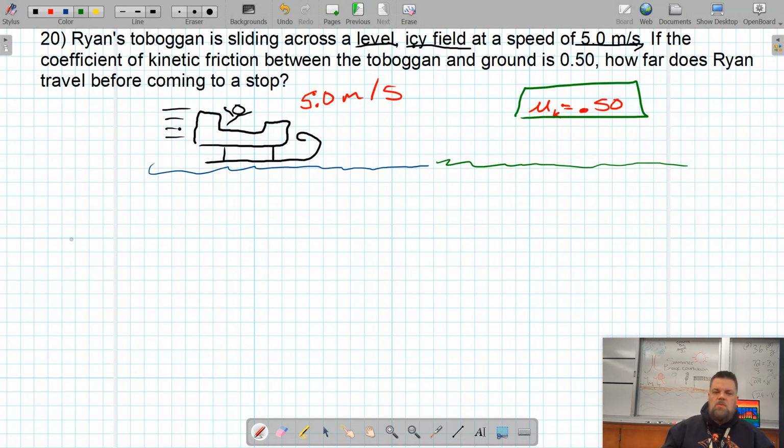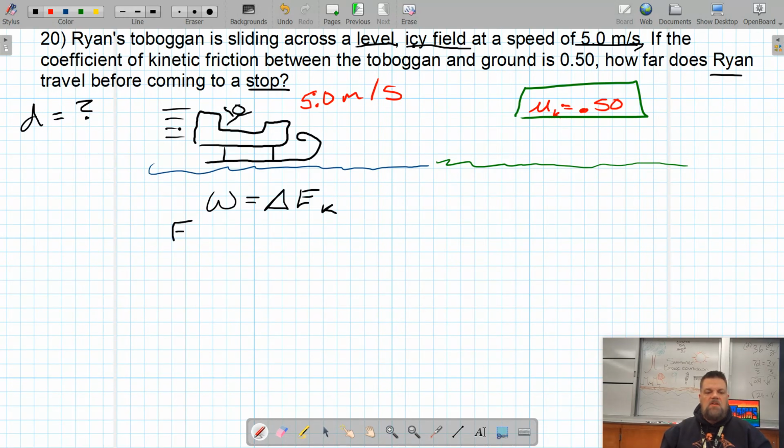All right. So this is a conservation of energy problem. So how do we figure that out? Well, there was work done to get this thing moving, and that's equal to the change in kinetic energy. Okay? Well, what work was done? Let me back up a little bit. How far does he go before coming to a stop? So isn't that a distance that we're trying to find?